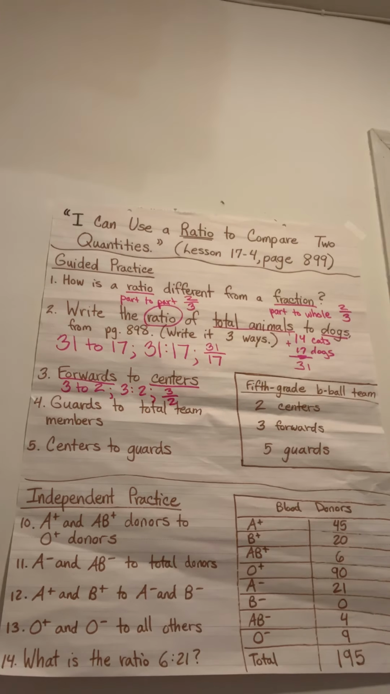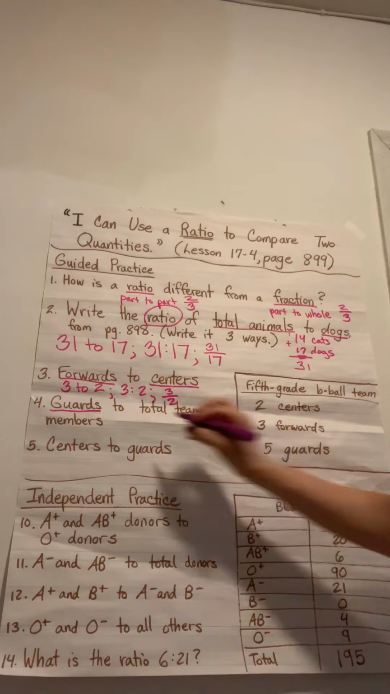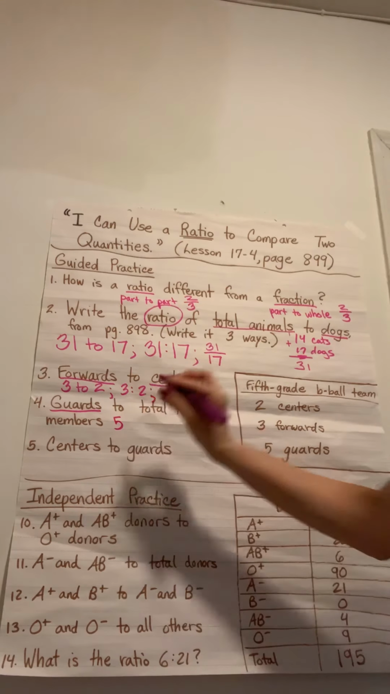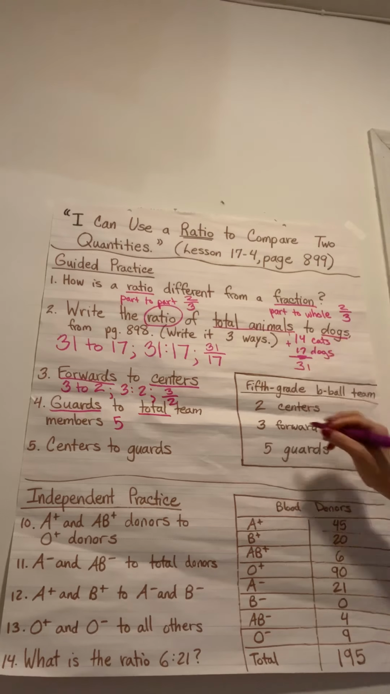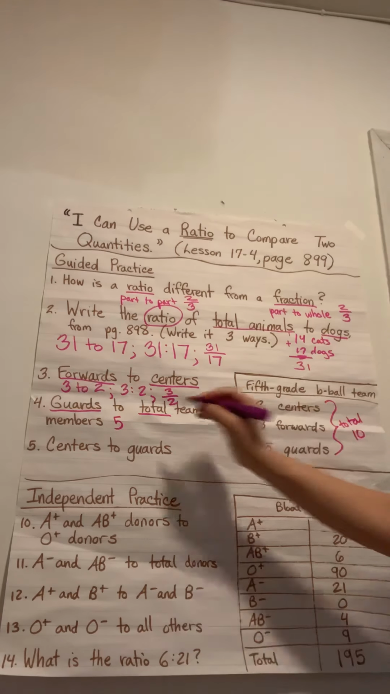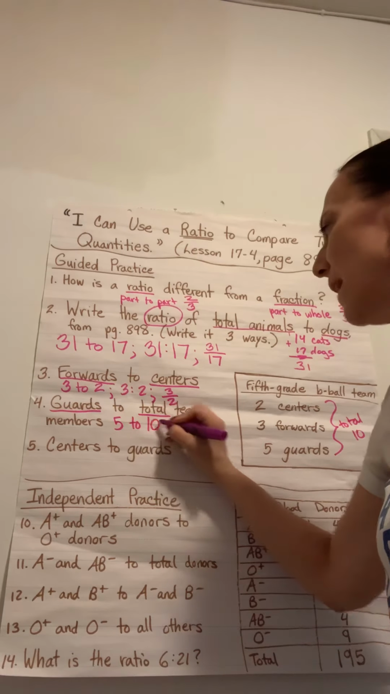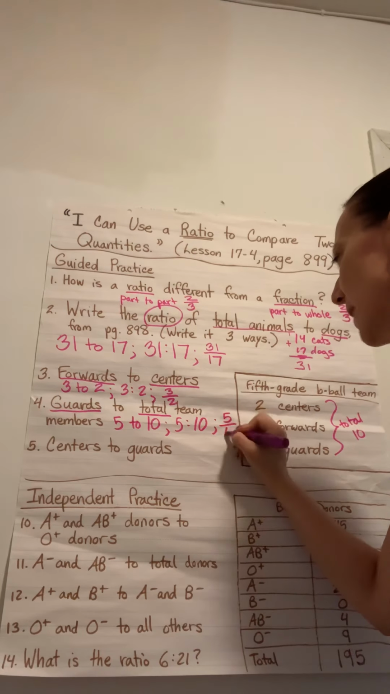Next one gives me a little something extra to do because now they're asking me for guards. That's easy. I see the number is 5. But then they're asking me to compare it to total team members. So now, just like the last one, I have to add these up. The total of those 3 is 10. So then my ratio here is going to be 5 to 10. And then here's the other 2 ways that we could write that.